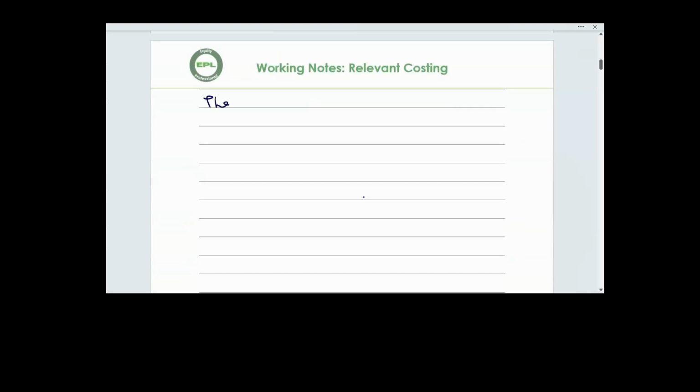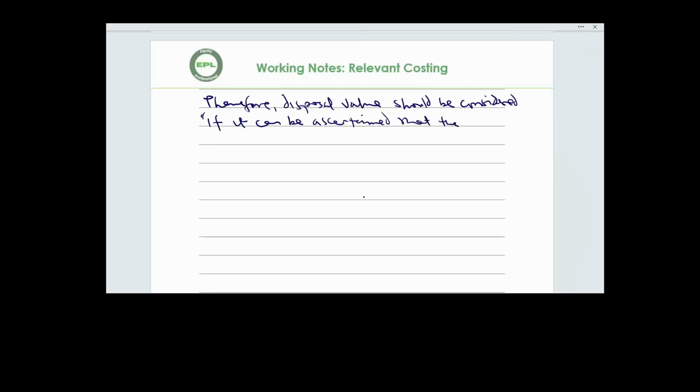Therefore, disposal value should be considered if it can be ascertained that the material held in store is no longer needed and will be disposed of.